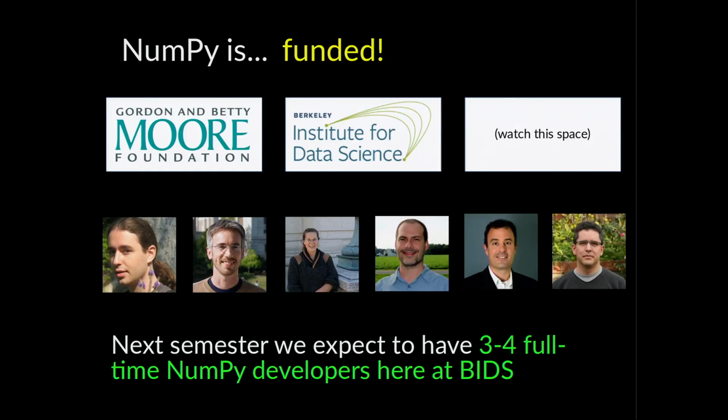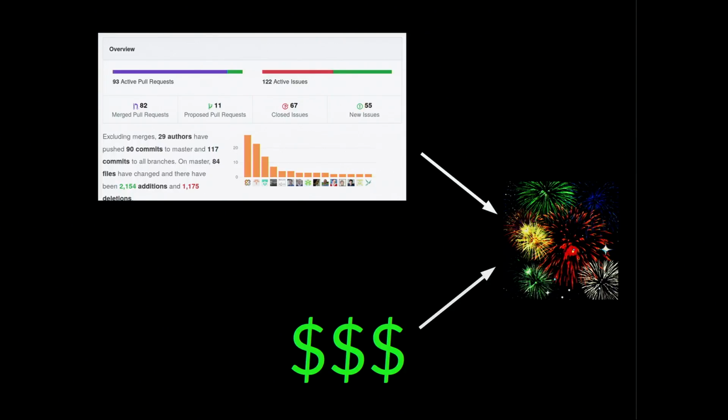to have 3 or 4 full-time people at BIDS working on NumPy. Our job ad is currently in HR review. We will see when they get it back to us. But that's kind of where we are. And so obviously, we want to make sure that we get the nice, wonderful outcome. How are we going to do that?